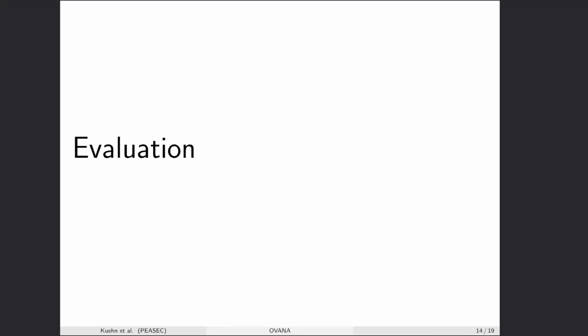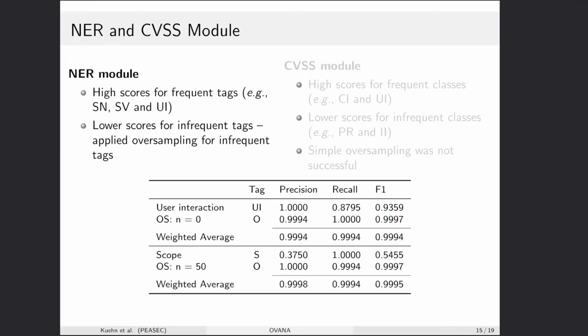This brings us to our evaluation. The named entity recognition module scores high values for frequent tags, like for example the software name, software version, and user interaction. And it scores lower values for infrequent tags. Here we applied an oversampling technique to increase the representation of infrequent tags in our dataset. An excerpt of our precision, recall, and F1 scores for our deep learning modules can be found below. The full table can be found in our research paper.